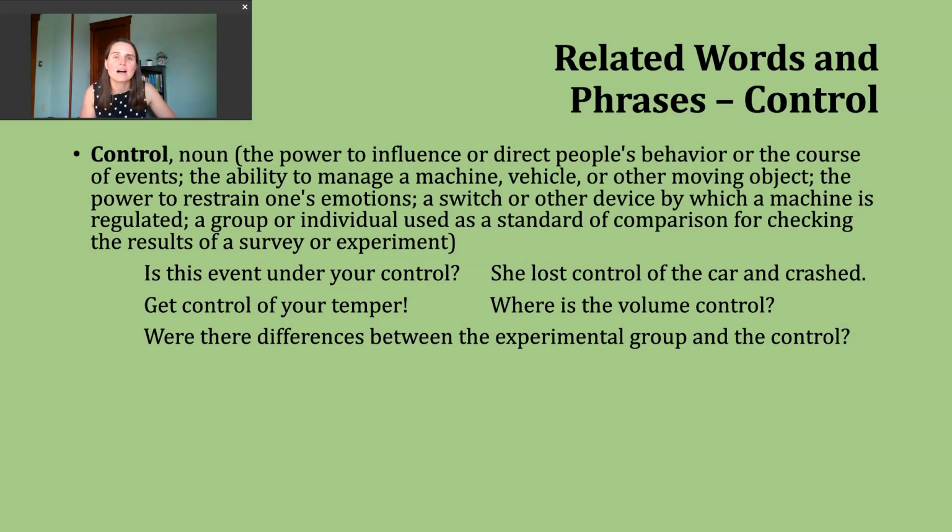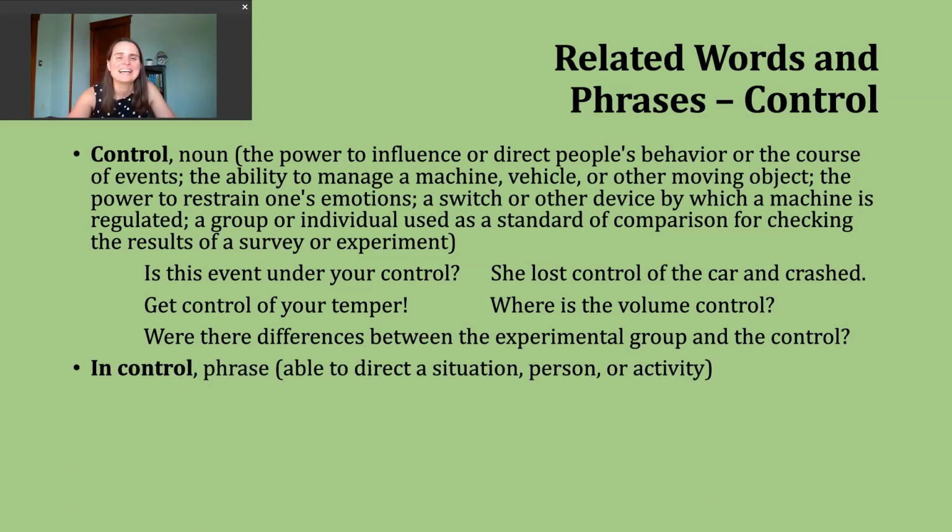So you might hear an experimental group versus a control group, and you're going to see that in my example here. Were there differences between the experimental group and the control? Okay, so here, that's a common question and a common process that happens. So that we understand if the thing we're doing or the modification we're making really has the impact we think it is. Now let's talk about two phrases.